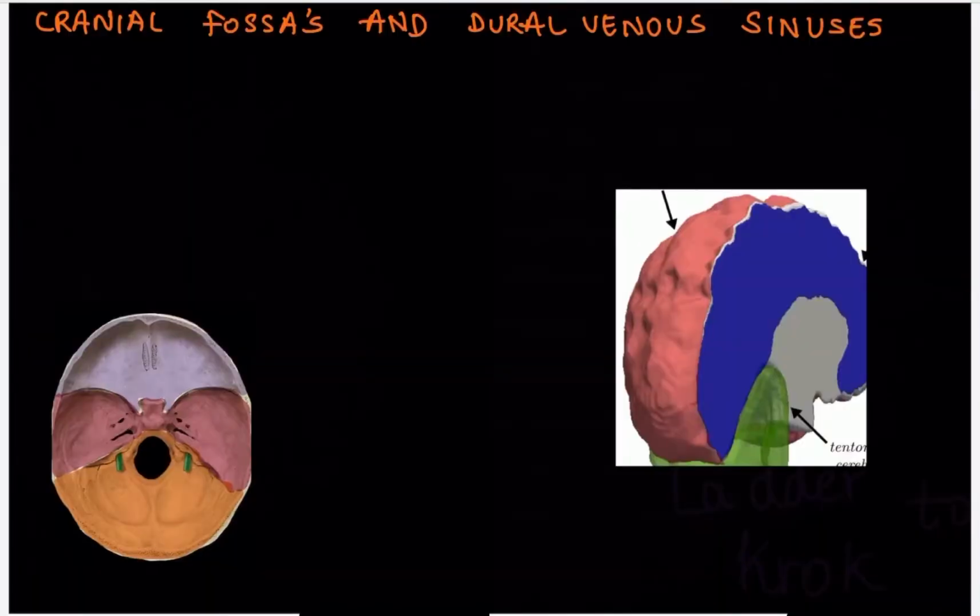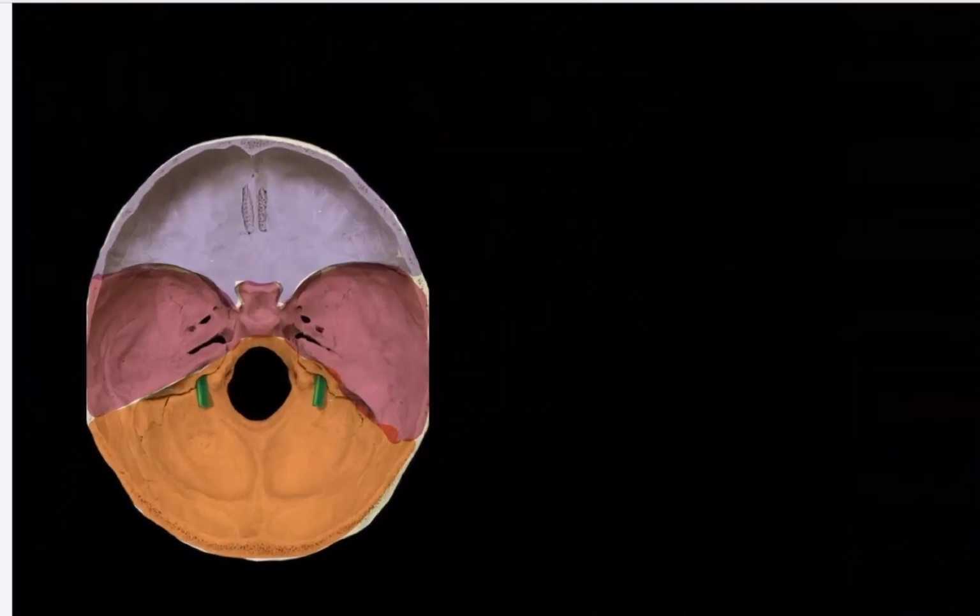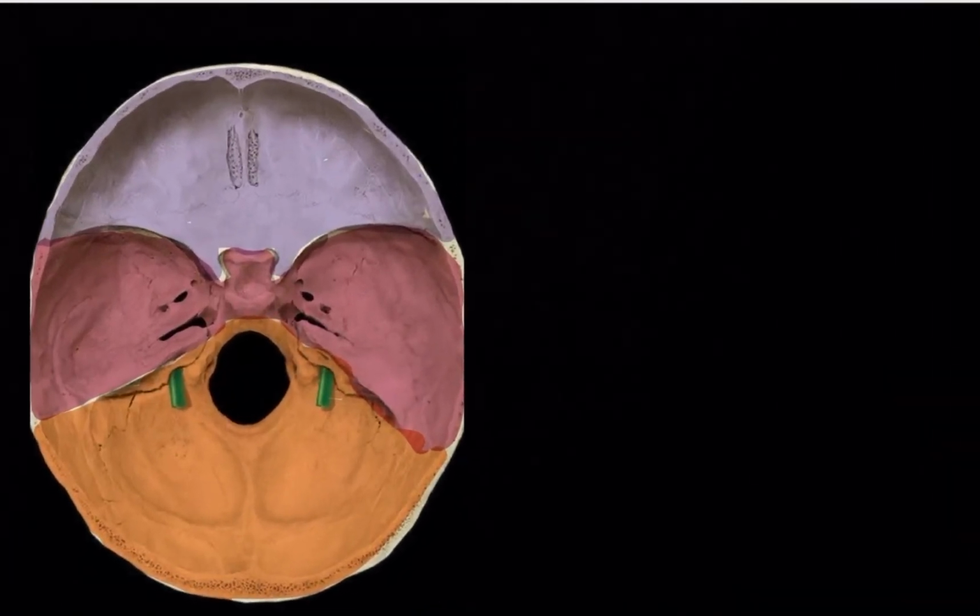Hello guys, welcome back. So today we'll be starting with a new topic, that is cranial fossas and dural venous sinuses. So let's know about the cranial fossas. Fossas, I've said before also, fossas mean depression kind of thing, okay? So our cranium is divided into three main cranial fossas. Here I have highlighted them already, I'll be naming them.